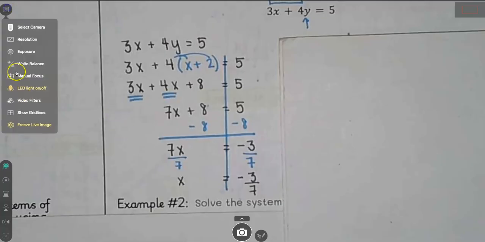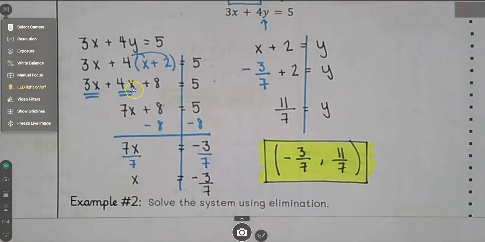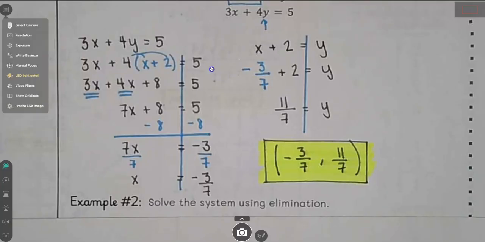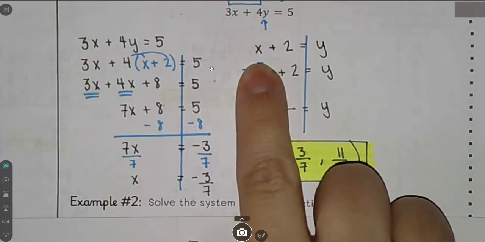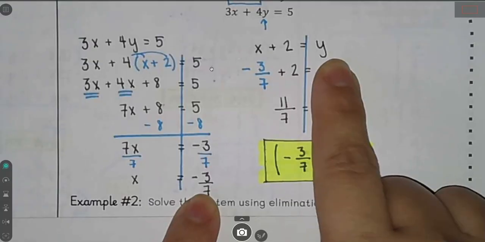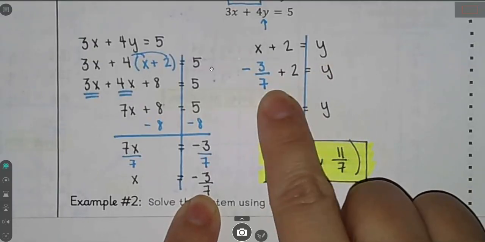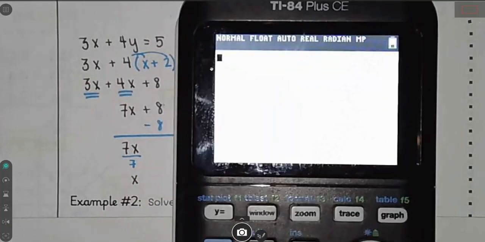Alright, here is the answer. Okay, ladies, please give me your attention. This is a lot easier than some teams were making it out to be. You know that x plus 2 equals y. You know that x is negative 3 over 7. This, you can put into your calculator.